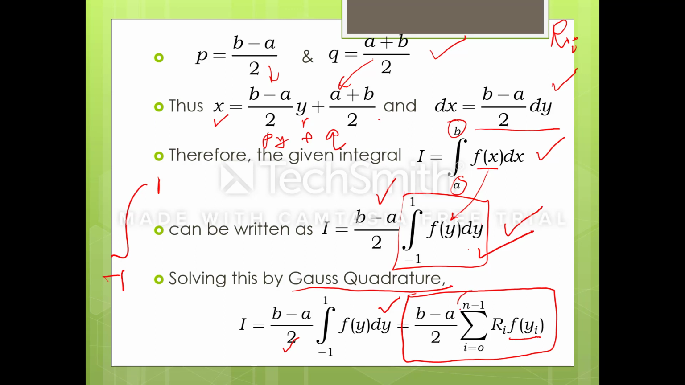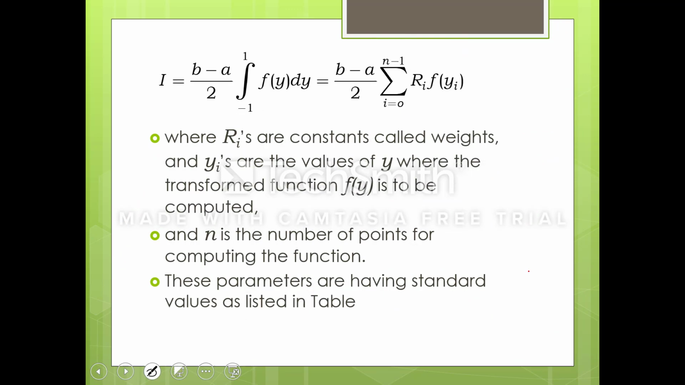What will be the number n? It depends on how many points we are selecting, what order we are selecting. Ri's are constants called weights, and yi's are the values of y where the function is to be computed. And n is the number of points for computing the function. This one we can decide.